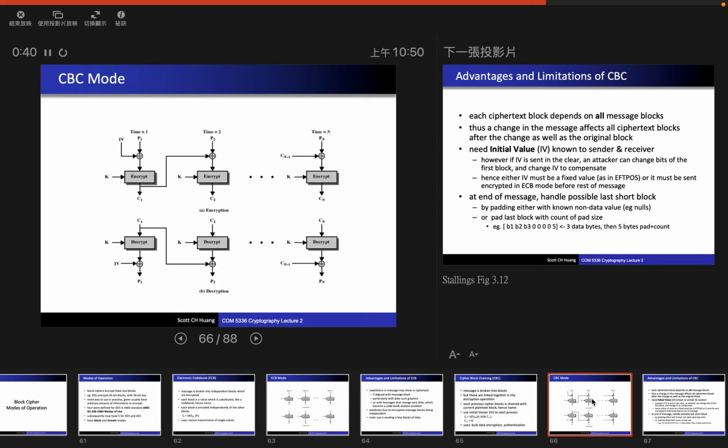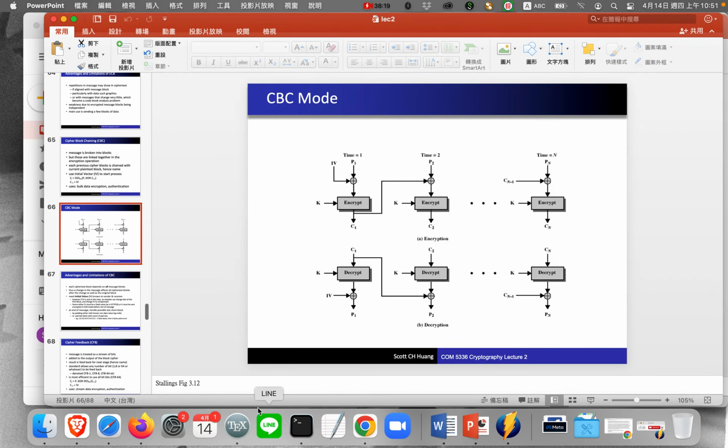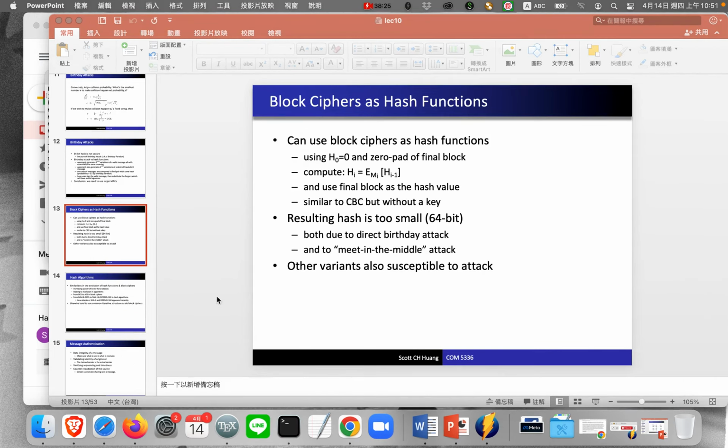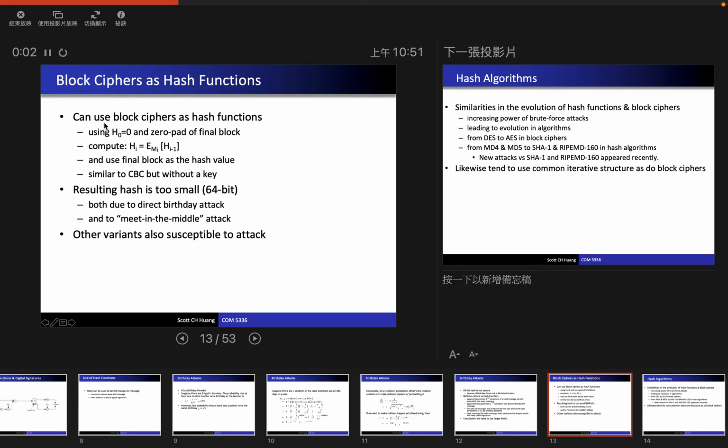That works as well. It also works as a message digest because your output is always fixed length and your input is arbitrary length. So actually you can use this. You can use any encryption function and then use the last block as a hashed value. So that also works. CBC mode. For example, you can use the initial vector as 0 and then zero-pad the final block and then you compute this.